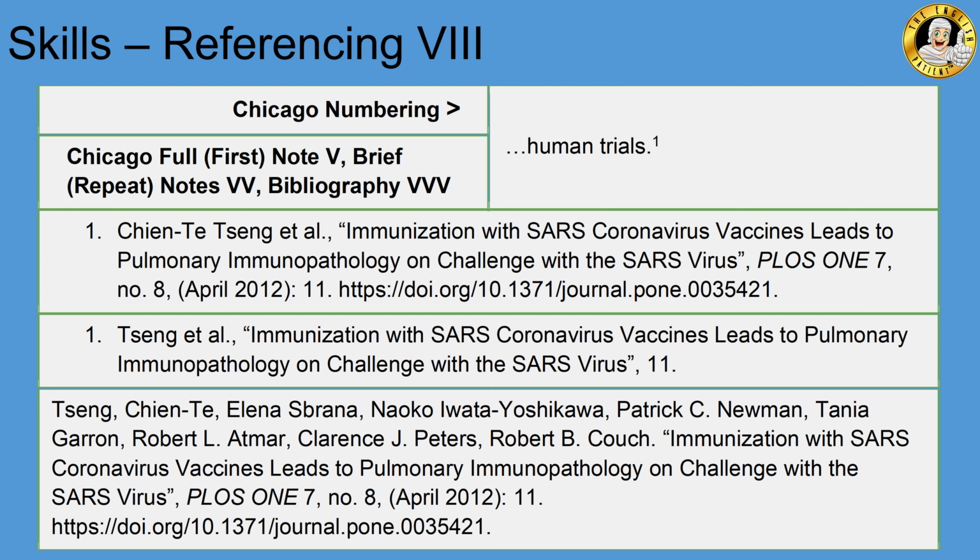And then you can see that we have Immunization with SARS-CoV. So we have the full title again. We have PLOS ONE, the journal name, number 7, number 8, and then April 2012. And then we have the page number 11 and the DOI. Now, an interesting thing to notice here is that the author, Tseng, is the family name, followed by Chen Te, which is actually the first name of that author. Now, note that for the second, third, fourth authors, you've inverted. So you've got the first name first and then the family name, and there are no commas dividing the two. Whereas with just the first author, you have the family name first and then a comma and then their first name.